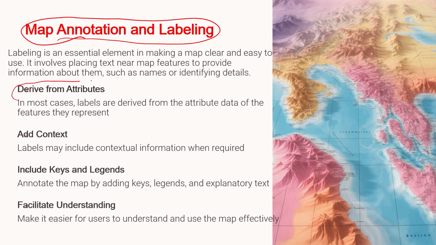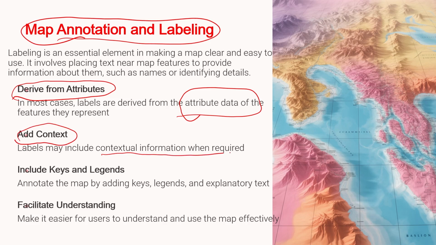And derive from attributes. First one, in most cases labels are derived from the attribute data of the features. So, when I have the names of the places, whatever the population density of each and every place, I have to write it. Next one is I have to add context. Labels may include contextual information when we require. I have to write for every point feature the name of the city, the name of the road, a particular water body name, all those things are good examples of annotation.